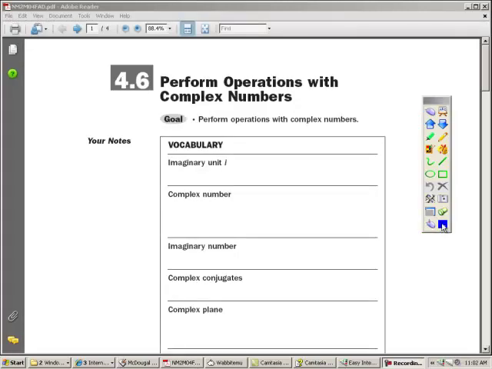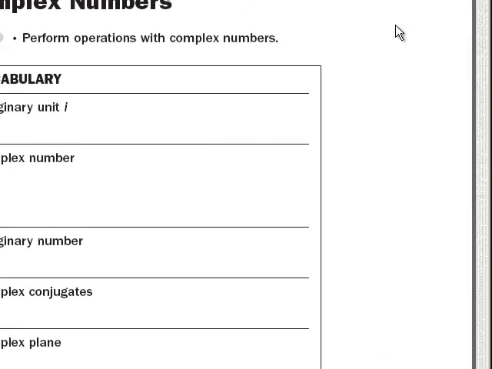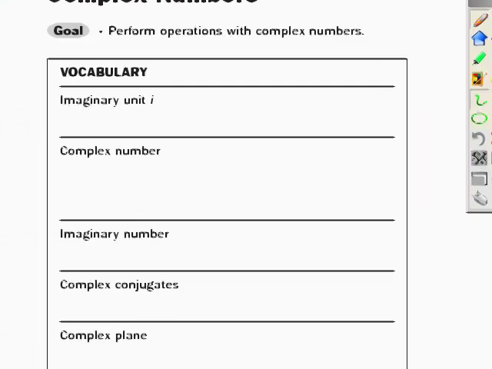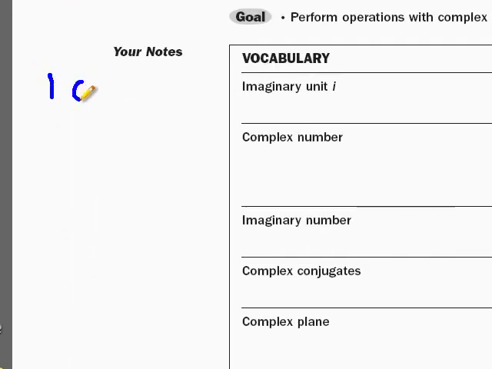Okay, here we go. We're on section 4-6. We're going to perform operations with complex numbers. And the main thing that we're talking about here is one of the 5 most popular numbers in mathematics. And when we talk about the 5 most popular numbers in mathematics, we're talking about 1, 0, pi.